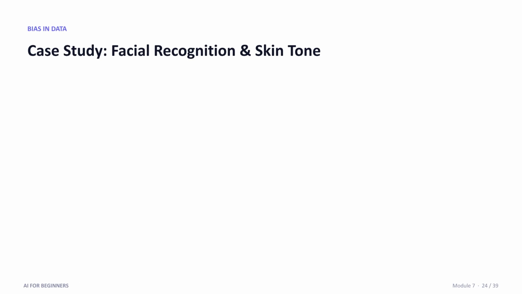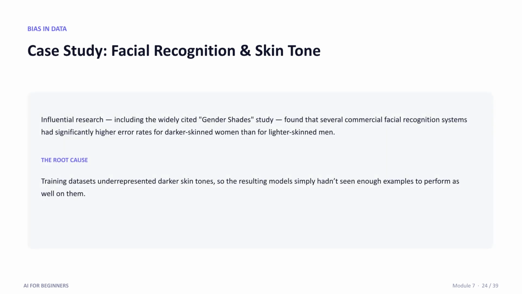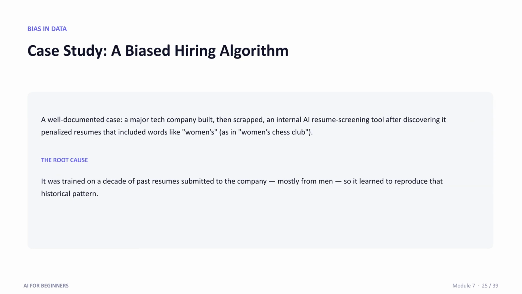In one well-known case study, researchers found that several commercial facial recognition systems had higher error rates for darker-skinned women. The root cause was that training datasets underrepresented these groups, so the model had not seen enough examples to learn accurately. Similarly, a major tech company once scrapped an internal resume screening tool after it was found to penalize resumes containing the word women's. The model had simply learned to reproduce the historical male-dominated patterns in the training data.